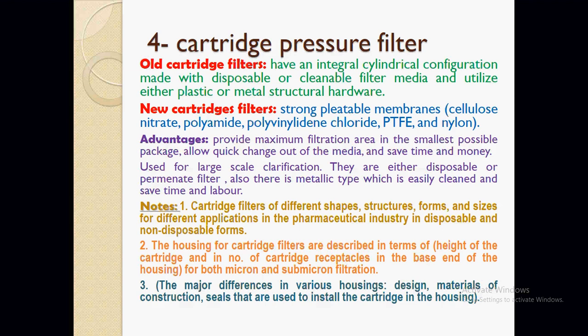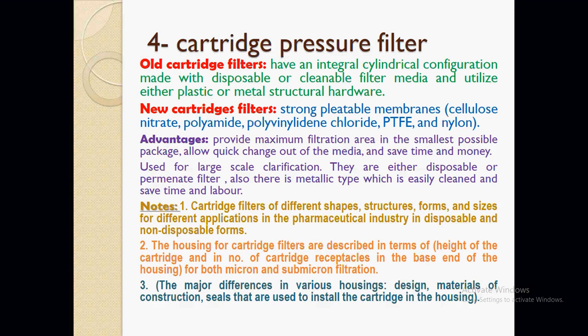The new cartridge filters use strong pleatable membranes, pleatable meaning they can be folded, such as cellulose nitrate, polyamide, polyvinylidene chloride, PTFE and nylon. It has the advantages that it provides maximum filtration area in the smallest possible package, allows quick change out of the media, and saves time and money. It is used for large scale filtration. They are either disposable or permanent filters. A permanent filter means we wash it and put it back again. Also there is the metallic type, which is easily cleaned and saves time and labor.